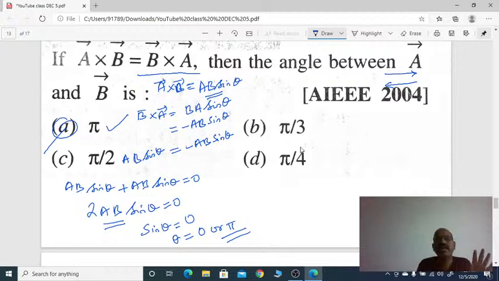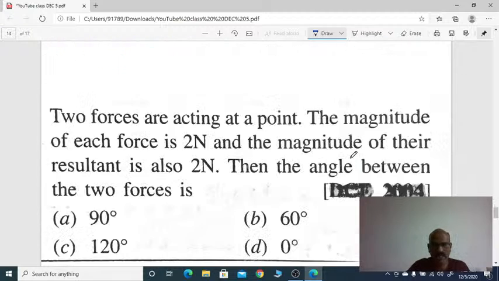Or straight away, A cross B equals B cross A means both are equal in magnitude and opposite in direction, so the vectors are anti-parallel. Anti-parallel means theta will be 180 degrees, that's pi. Straight away you can go by that method. We'll go for the next one.